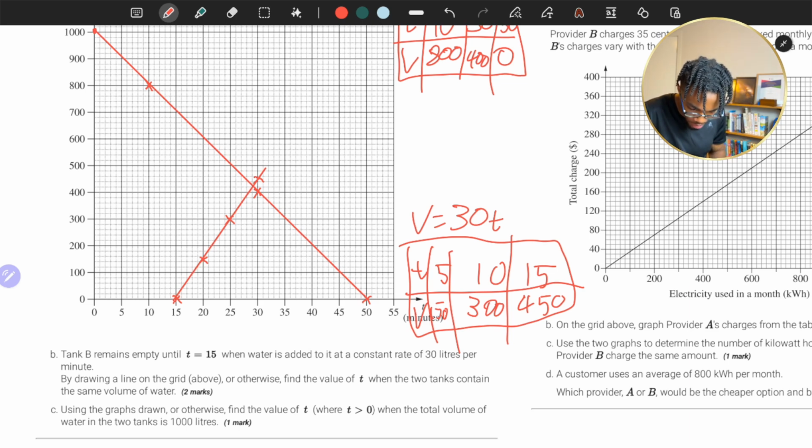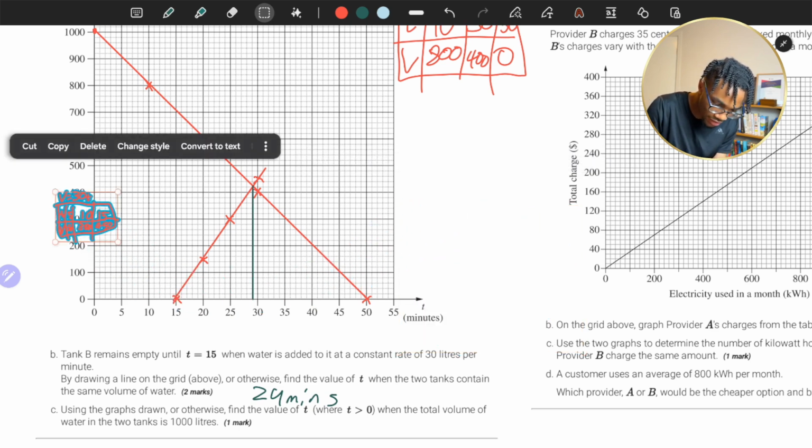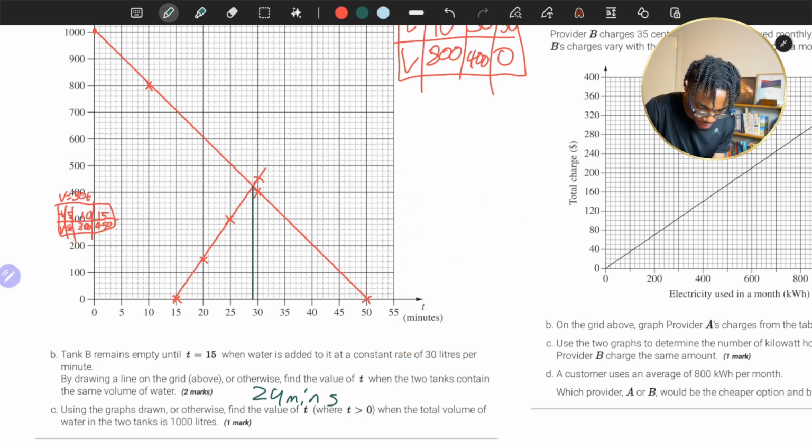Right. And so drawing a line or otherwise, find the time when they both contain the same amount of water. It's going to be about here. So about 29 minutes. Right. Do not overcomplicate this. Another way you can do it is solving them simultaneously. Right.